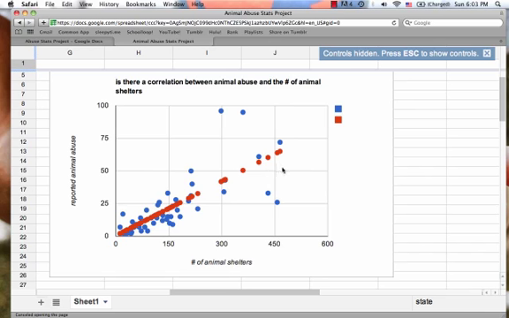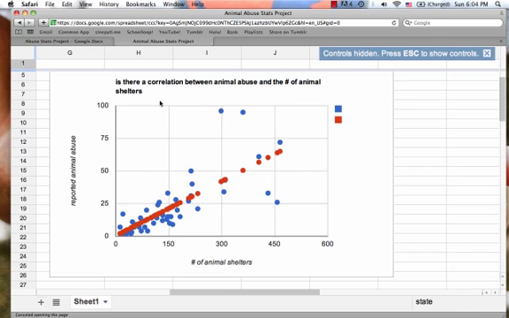The outliers consisted of Illinois, Ohio, and New York and Florida. The New York and Florida outliers are there because they have a higher report of animal abuse for a state with a great amount of animal shelters. Ohio and Illinois are outliers because they have a very low report of animal abuse for a state with a large number of animal shelters.